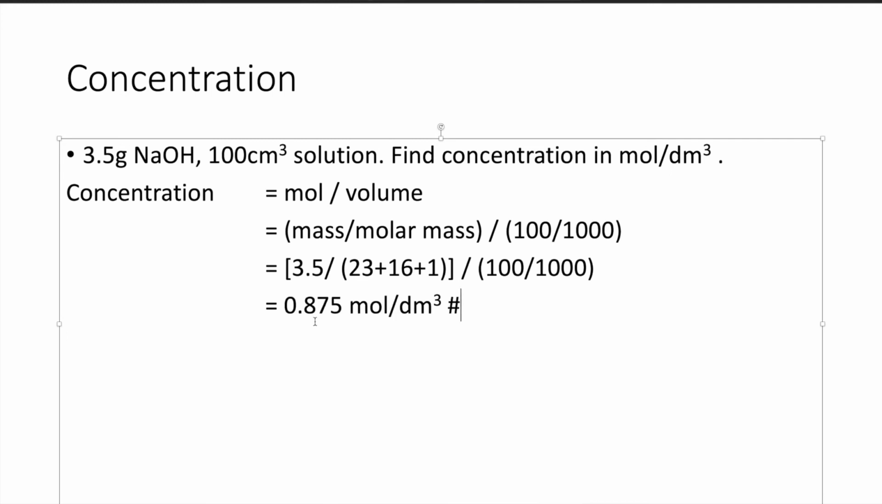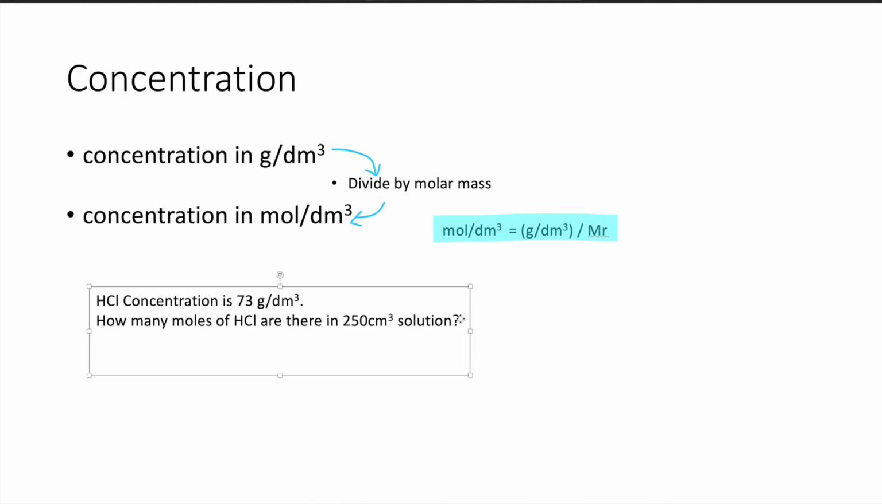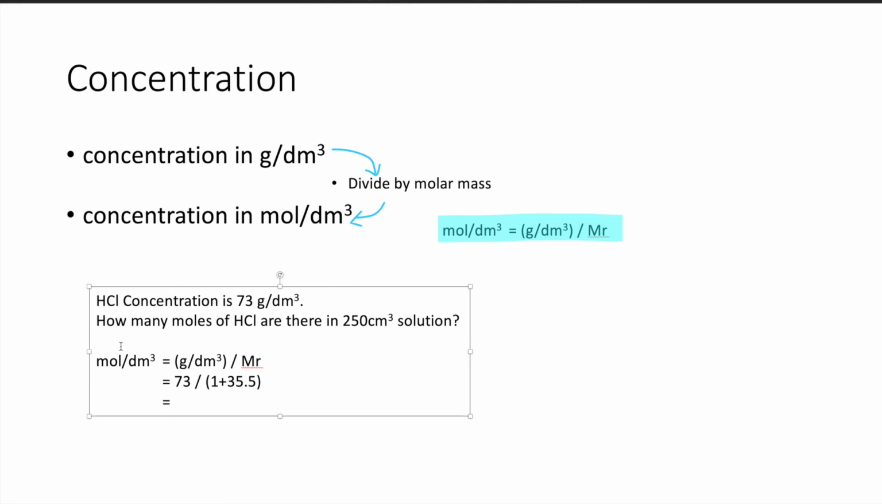One interesting maneuver you can do: if you see gram per dm³ and you want to convert it to mole per dm³, you can convert it by using this formula. In an example of 73 gram per dm³ hydrochloric acid, how many moles of HCl are there in 250 cm³ of this acid? First convert, you get 2 mole per dm³, then you multiply by the required amount of volume. 250 cm³ is 1/4 of a dm³.